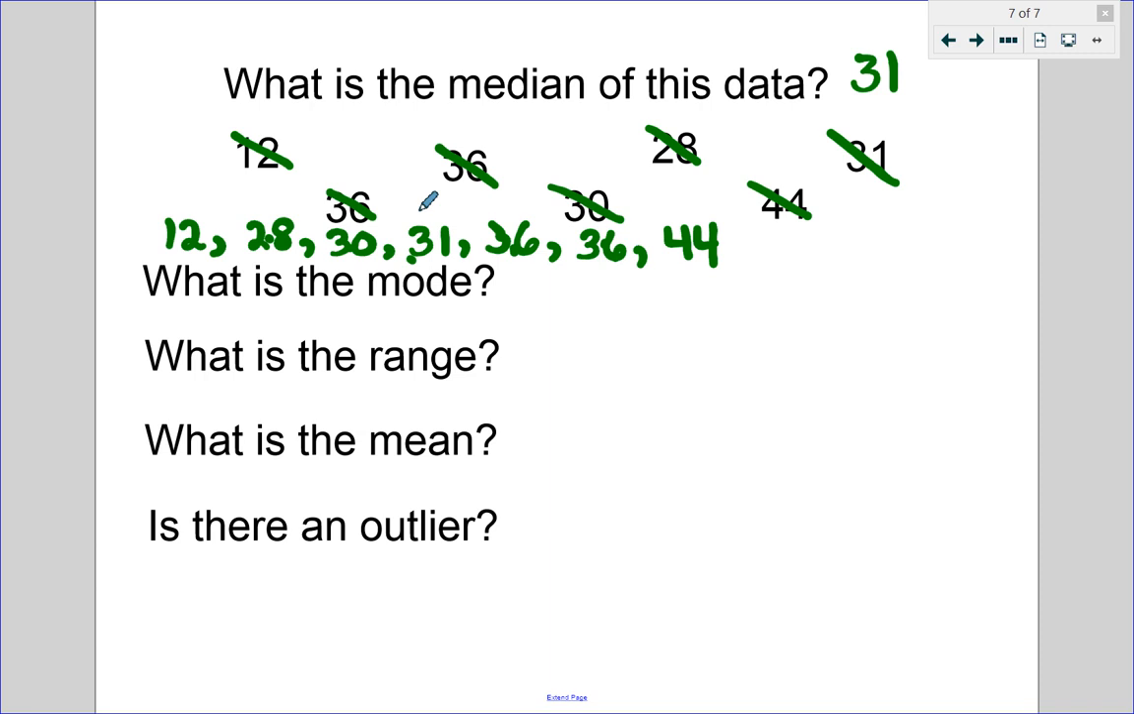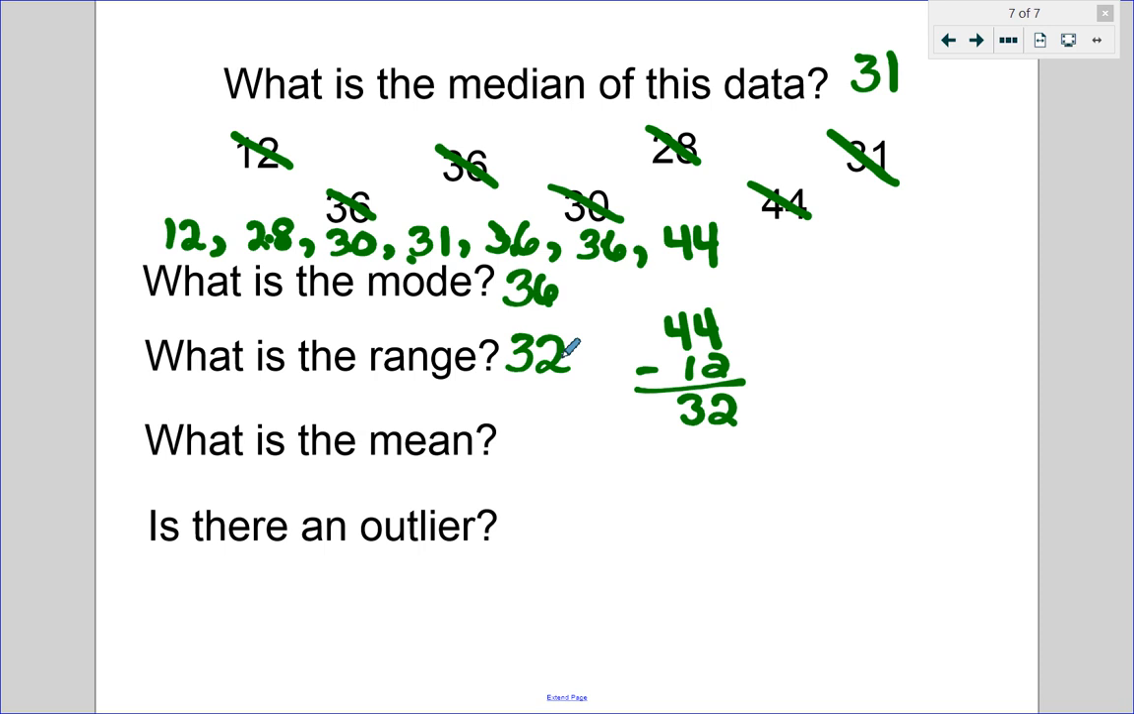What is the mode? The most often seen number. Is there a number that's seen more often than others in there? Yep, that number 36. We see it twice. Every other number we only see once. What is the range? The range, remember, is the largest minus the smallest. So 44 minus 12, and we get 32. So our range is 32.